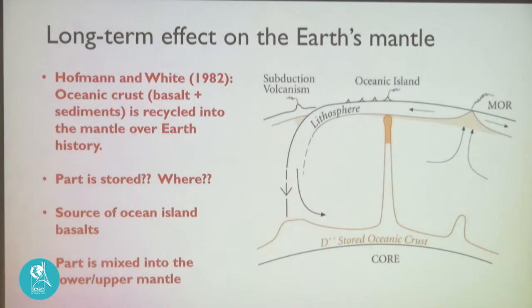So, I'm just going to finish now, going back to the deep mantle and the effect of all of the recycling of all this material into the mantle. The canonical picture is from the White and Hofmann paper in '82, where they showed that the crust was recycled. Maybe it's stored somewhere. It might be the source of ocean island basalt. But some is certainly mixed back in the general mantle.